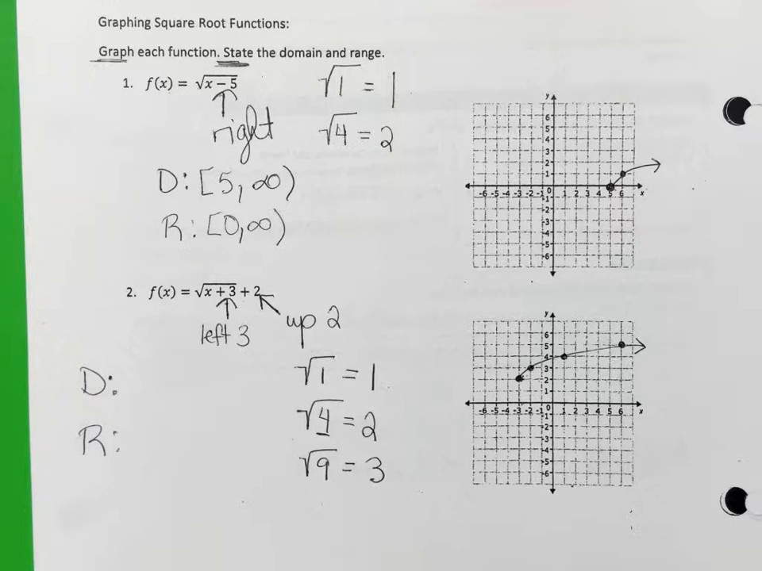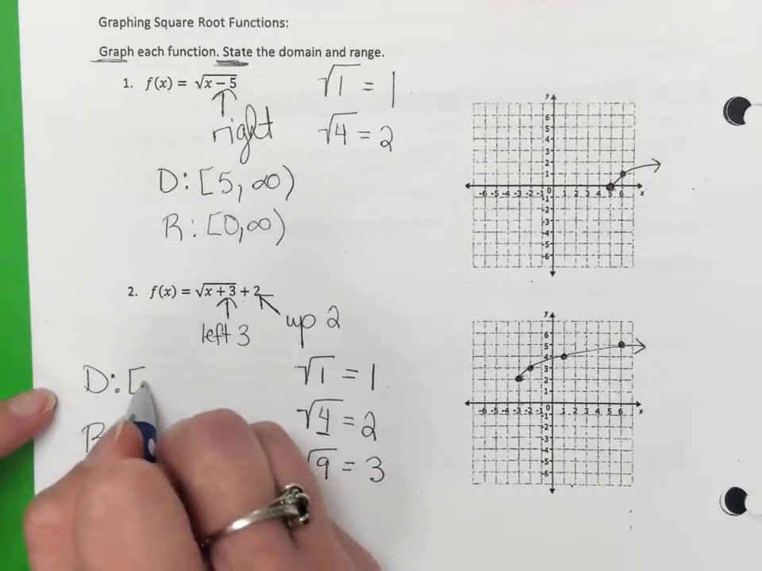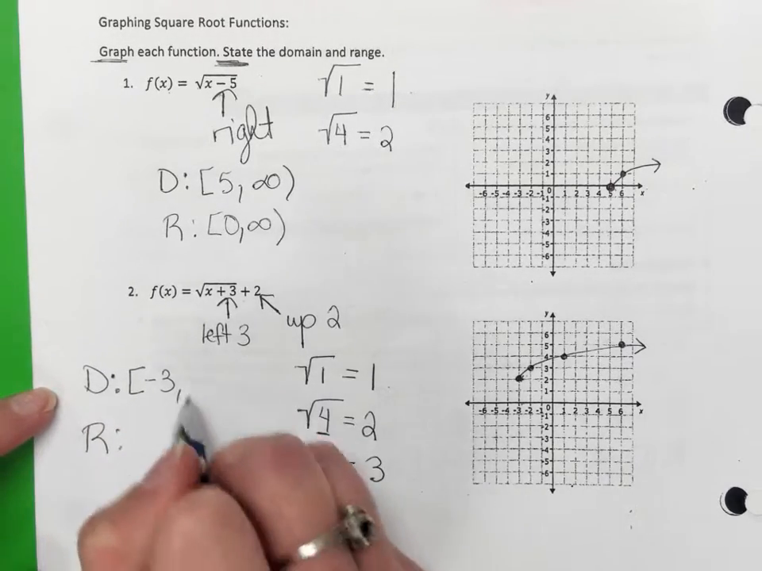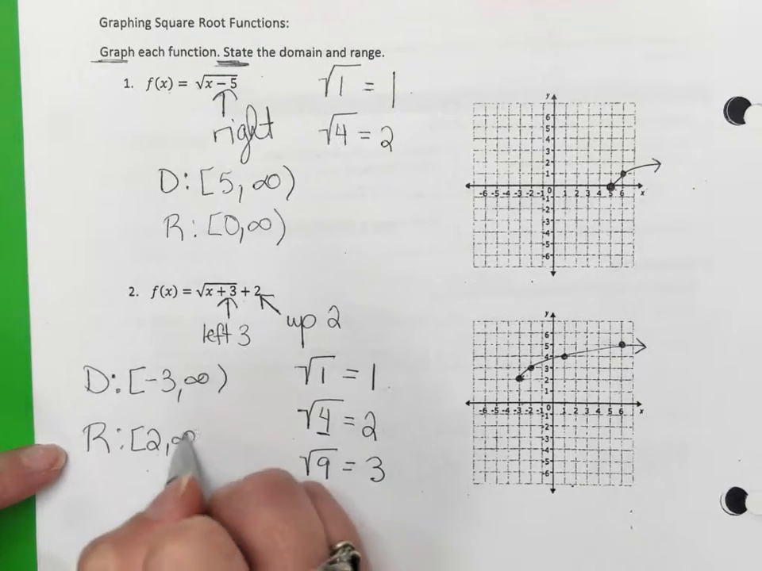It's just been a minute since you've done it. What are you doing with that? You're adding, subtracting, multiplying. You do the same thing for the square root. Yeah, we did. It's just been a minute. All right, what's my domain? Negative 3 to infinity. And your range? 2 to infinity. There you go.